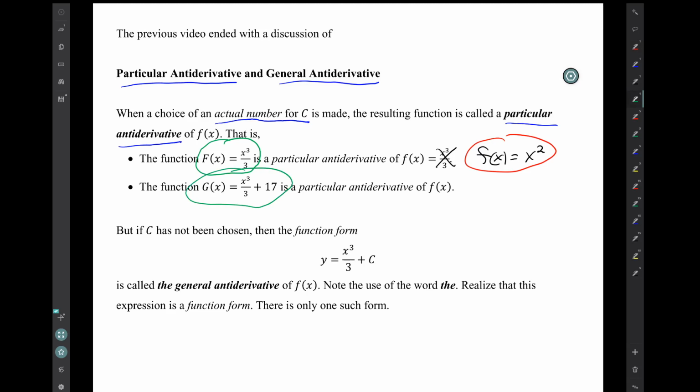But if capital C has not been chosen, then the function form y equals x cubed over 3 plus capital C is what's called the general antiderivative of little f. Note the use of the word the. Realize that this expression is a function form. There's only one such form, so you use the word the when you talk about the general antiderivative.